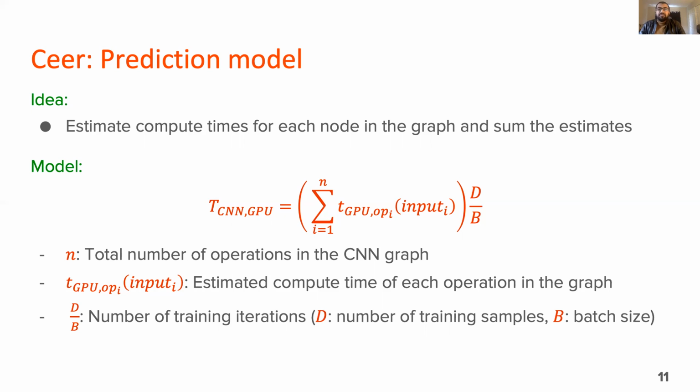The term in parentheses can estimate the time for each training step, and then we multiply this with the number of training iterations, which is the ratio of total training samples and the number of samples in each batch of training.